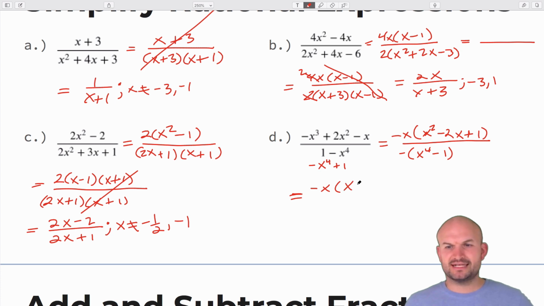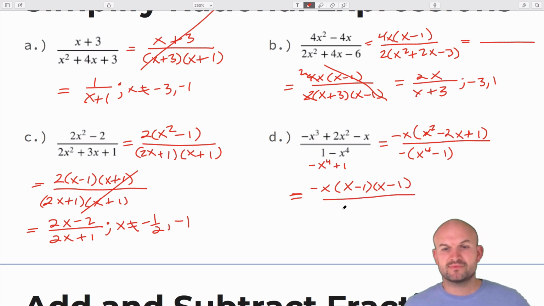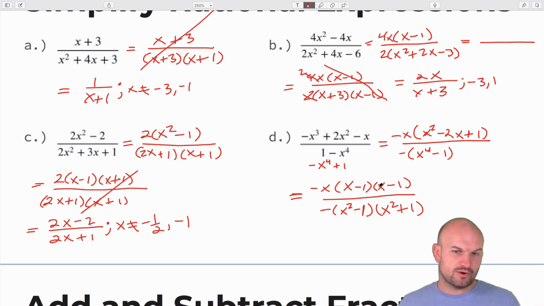This is going to be an x minus 1. I'm going to write this out in factored form. Even you could write it as x minus 1 times x minus 1 squared. And then this I can write as x squared minus 1 times x squared plus 1. Now again, nothing divides out at this point, right? These are similar, but that's a squared and that's an x, so they're not exactly the same.